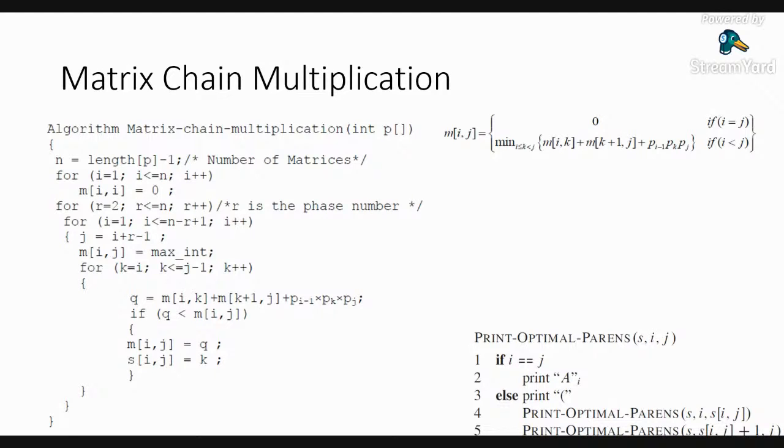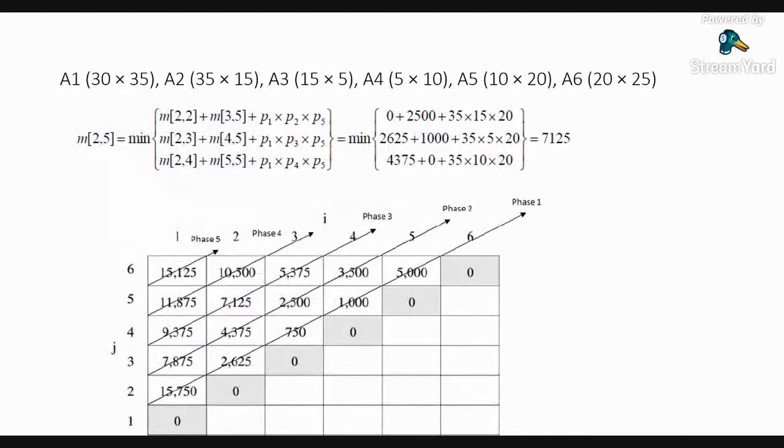Now here, this is the main construct. Here you can notice that total how many for loops are there? 3 for loops are there. This is outermost, this is middle, and this is the innermost. The outer for loop indicates the phases: phase 1, phase 2, phase 3, phase 4, phase 5. Here you can notice that total how many matrices are there? Here in this example, total 6 matrices are there.